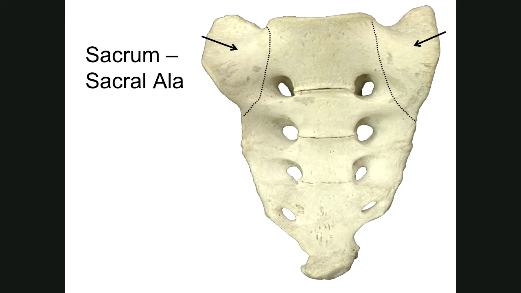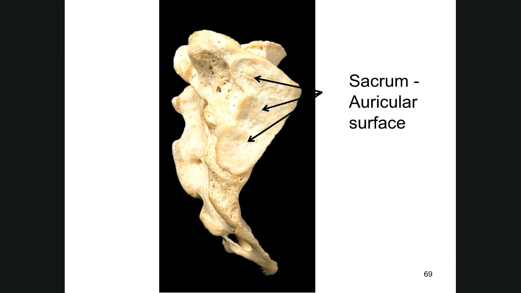All right, and then you don't have this slide, but I have to show this to you anyways. Where the sacrum articulates with your hip bones, this surface here that forms the joint space, that's called the auricular surface.